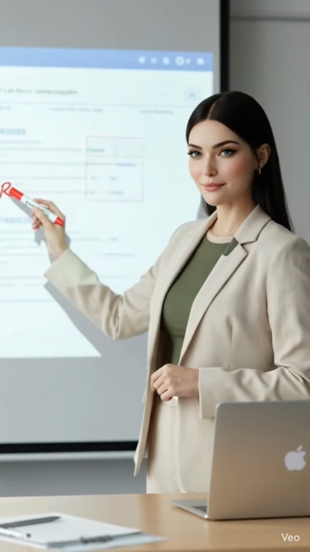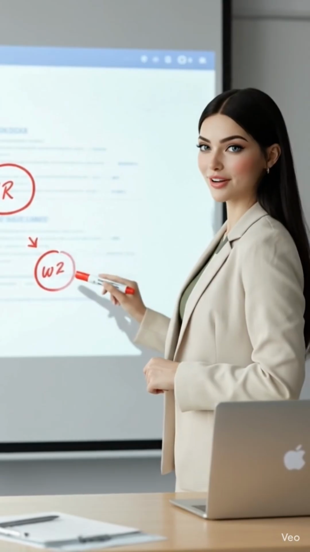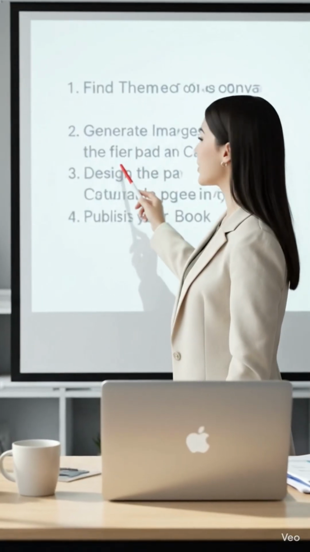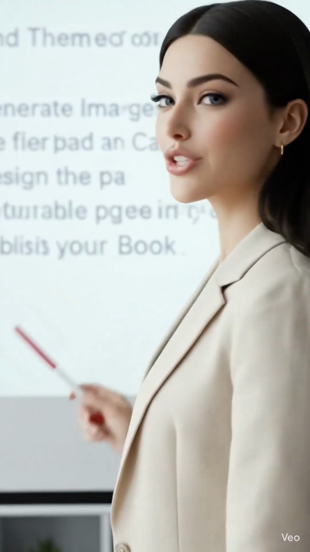There are only 4 steps. 1. Find a theme for your coloring book. 2. Generate images of animals or birds. 3. Design the pages in Canva. Then, publish your book.